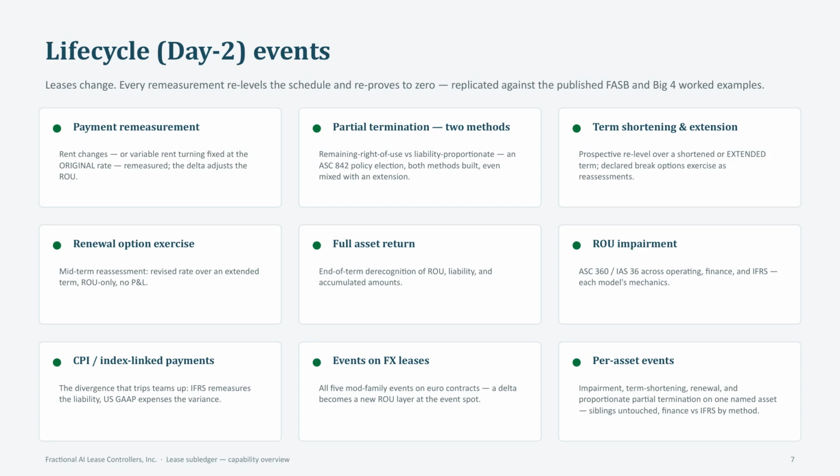CPI and index-linked payments, the divergence that trips teams up, where IFRS remeasures the liability and US GAAP expenses the variance. All of it on Euro contracts too, and targetable to a single named asset while its siblings stay untouched.